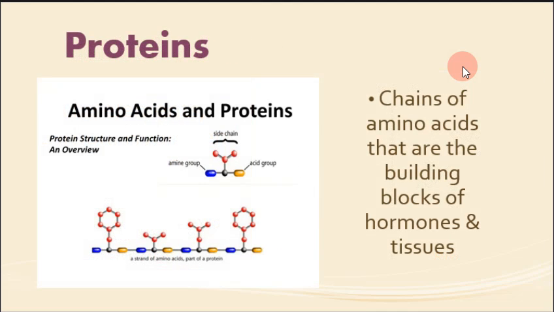Okay, proteins. I think you have 2 blanks, proteins and amino acids, right? So proteins are long chains of amino acids. Amino acids are therefore the building blocks of proteins, which include hormones and our tissues. Some of the most important hormones in our body, namely insulin.